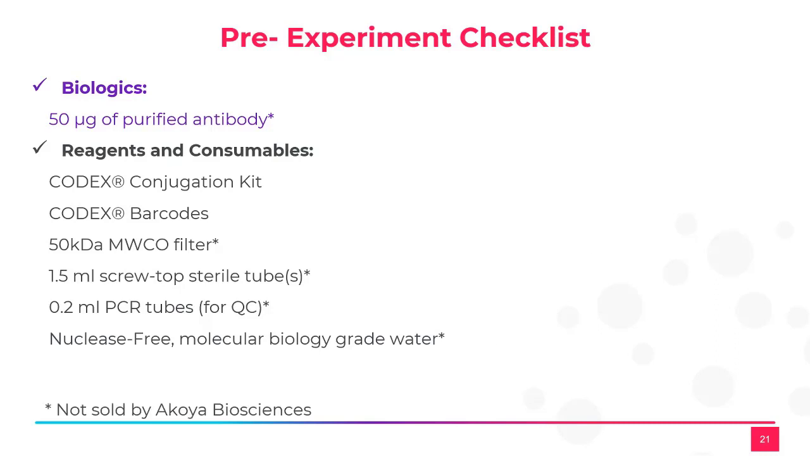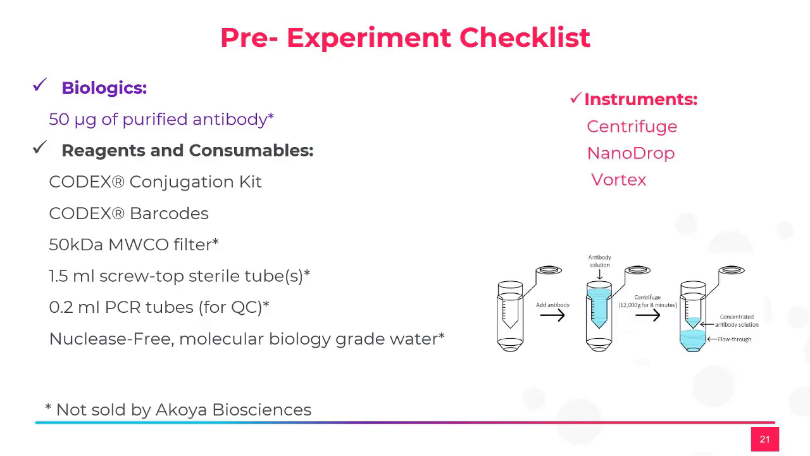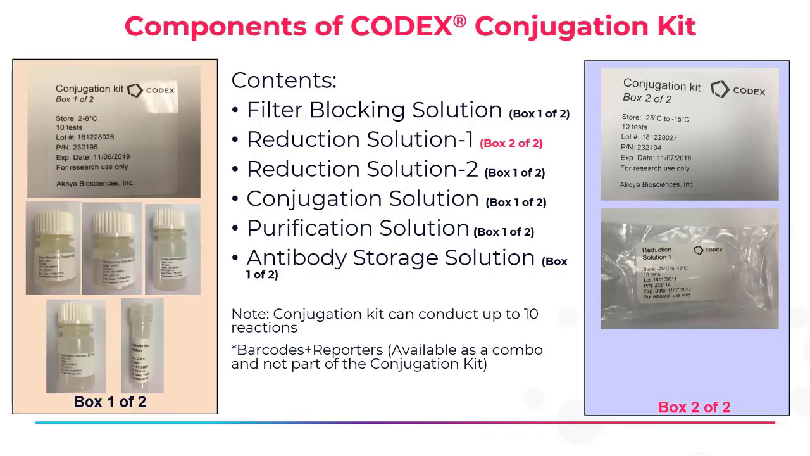As far as instrumentation, you will need a centrifuge, a nanodrop, and a vortex. When you purchase a conjugation kit, you'll receive 2 shipments, one that goes at 4 degrees and one that goes at -20. Please note the conjugation kit does not include the barcode or the reporters. Those need to be determined by you and purchased separately.